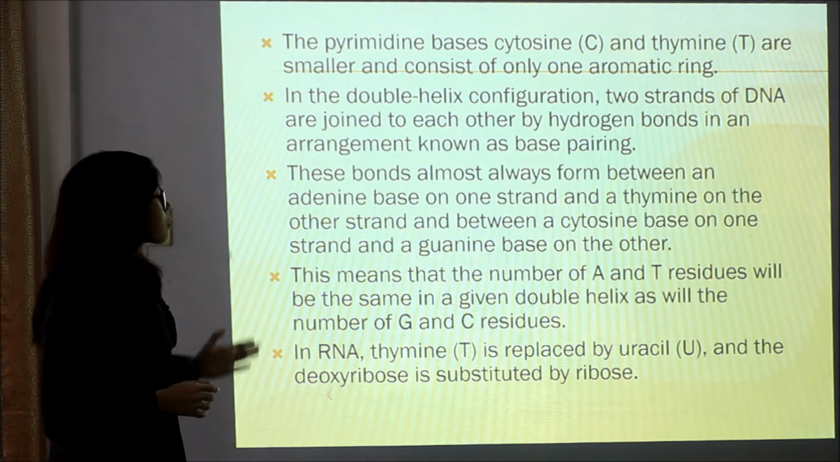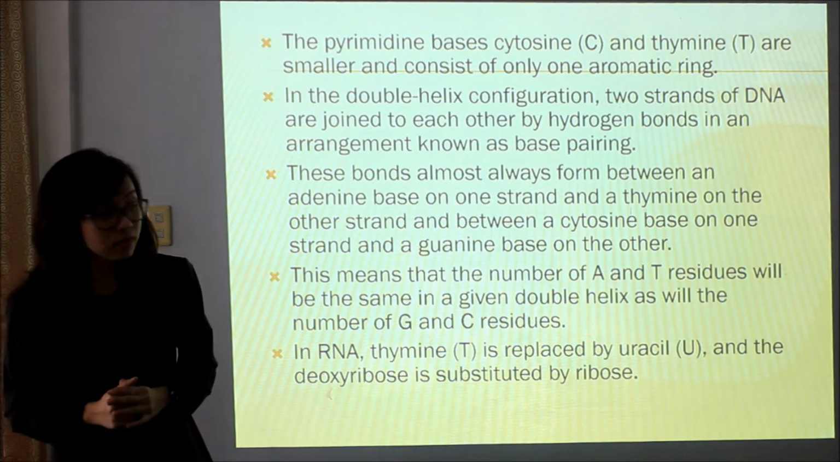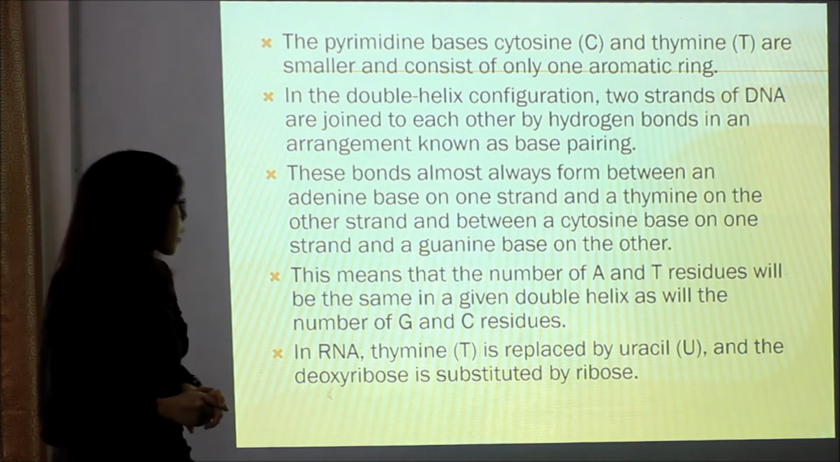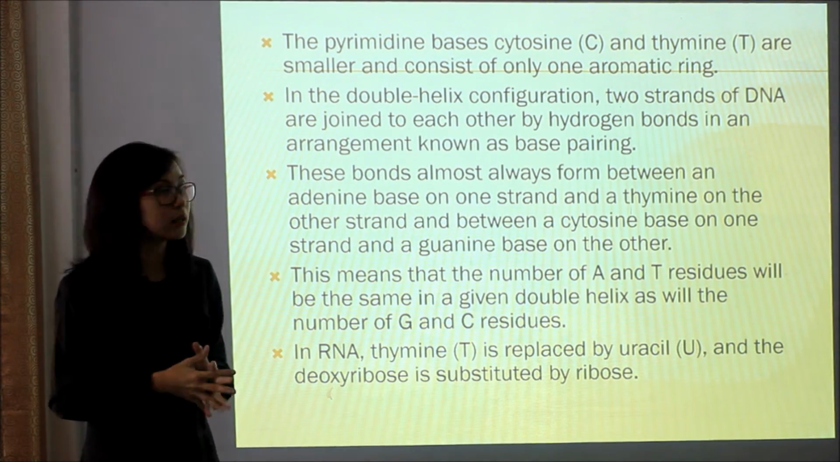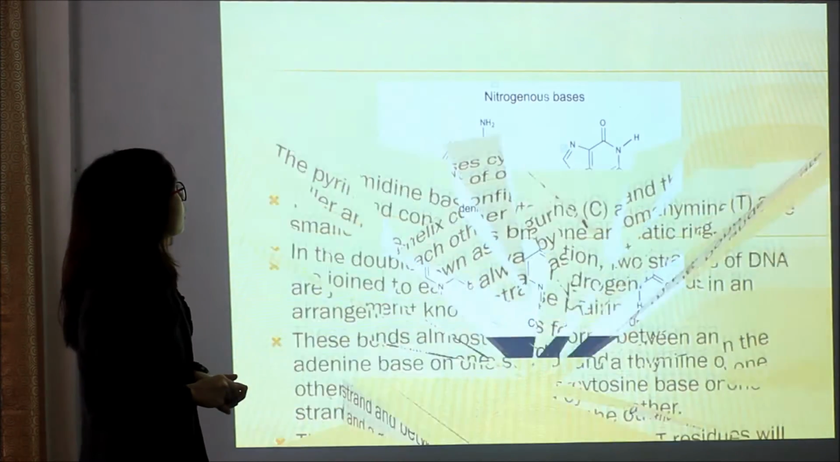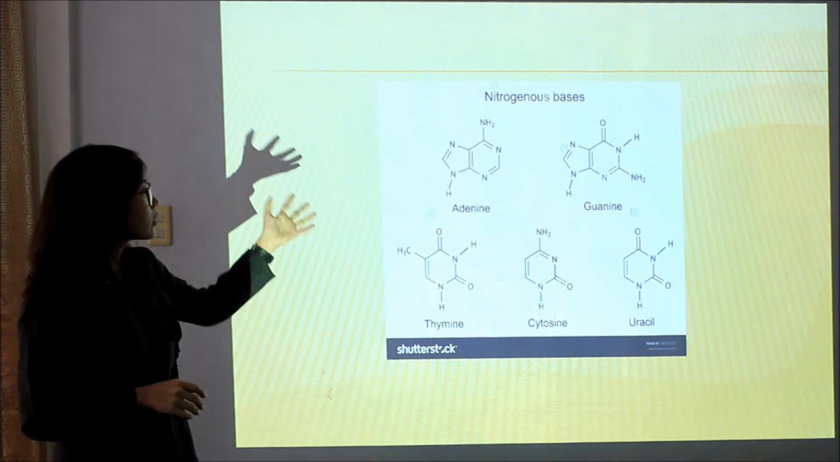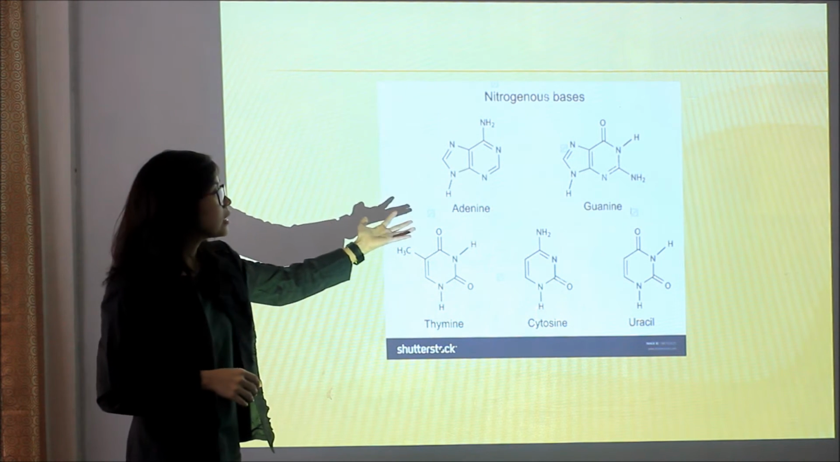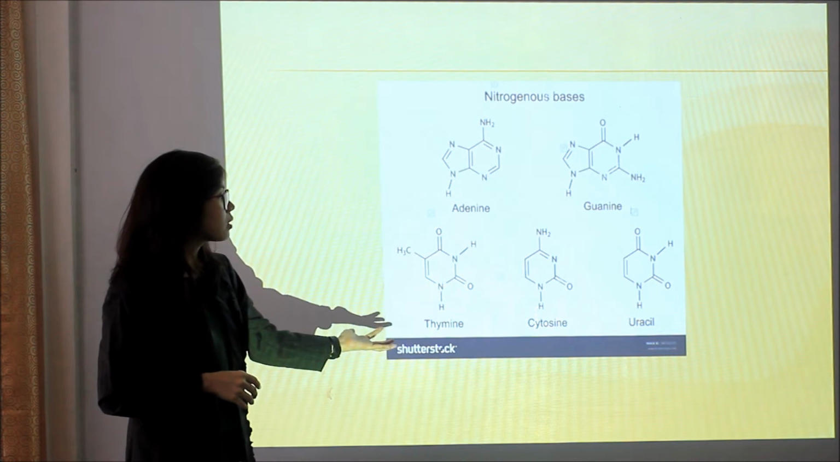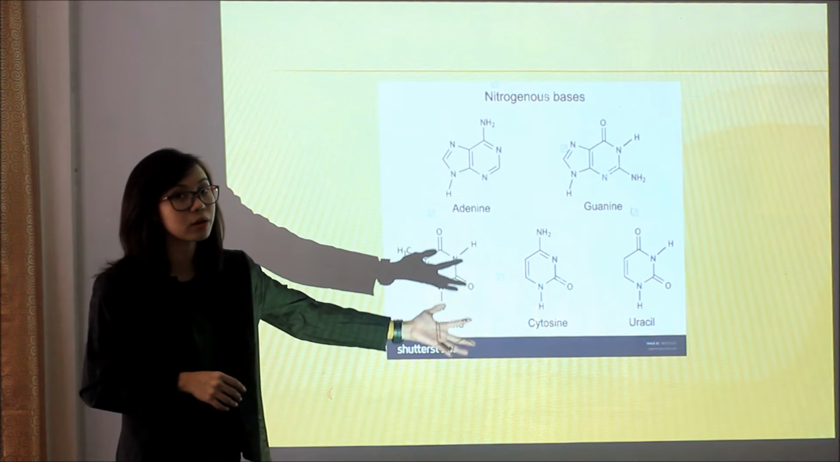In RNA, thymine is replaced by uracil, and the deoxyribose is substituted by ribose. So these are the nitrogenous bases and their structures: adenine, guanine, thymine, cytosine, and then uracil.